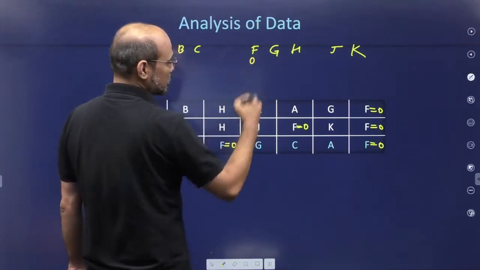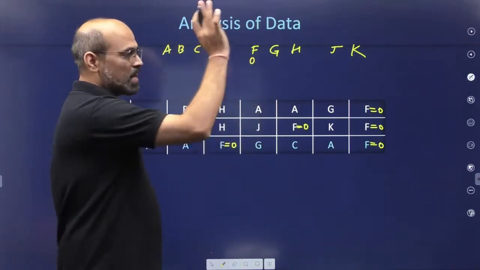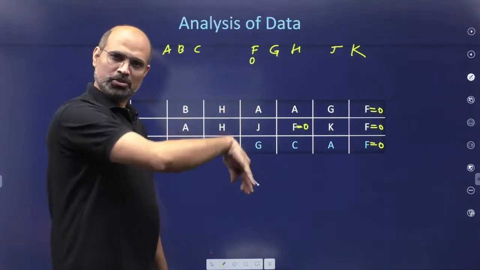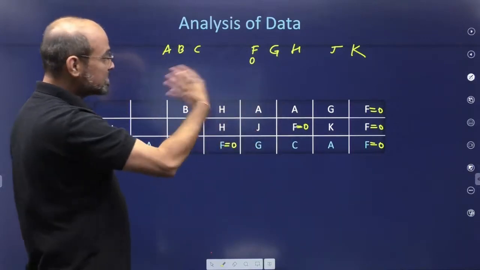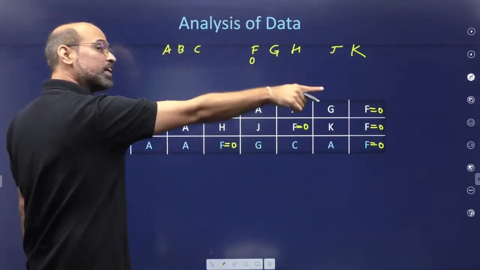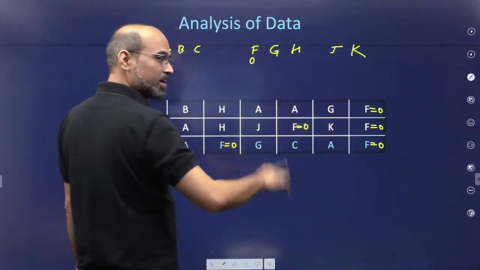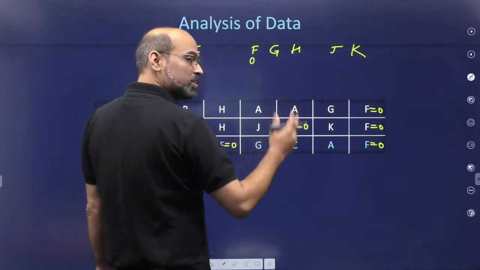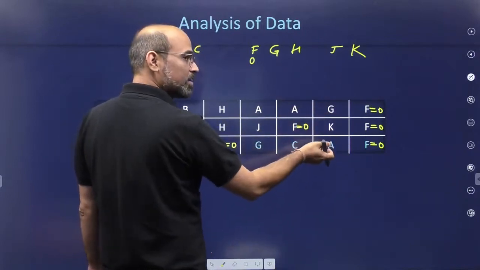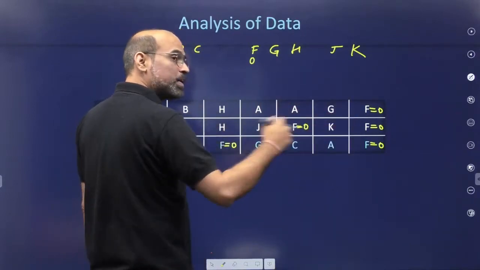So F is 0. That means the last digits, they are 0, 0. So they will add up to give us this. Now since 0 is used, we can't use 0 for any other digit. Let's go to the next one. G plus K gives us A. Now it could be any two digits that give us A. There may be a carry, there may not be a carry.